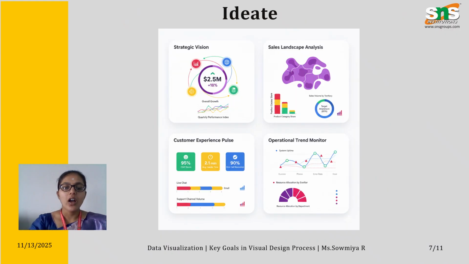Then ideate. Once the goals are clear, we move to the ideate phase. That is the creative stage. Here we brainstorm multiple dashboard layouts, visual styles, and color schemes. For example, we might test different chart types, bar charts for comparison, line charts for trends, and KPI cards for key metrics. The goal is to create as many ideas as possible before deciding which design best supports the defined goals.